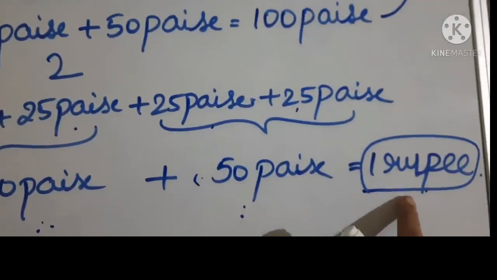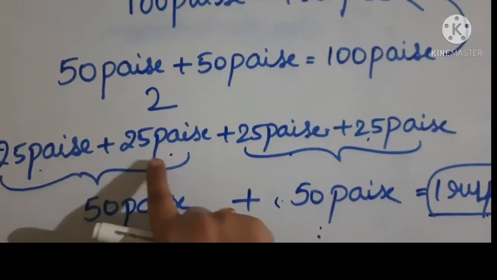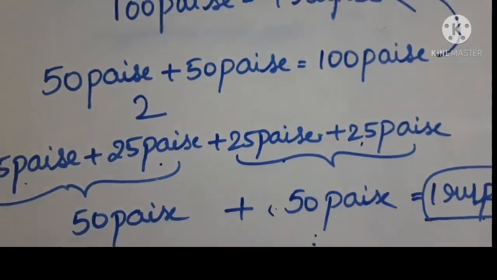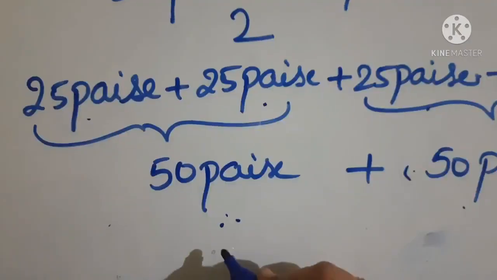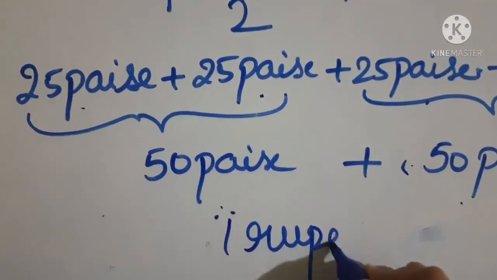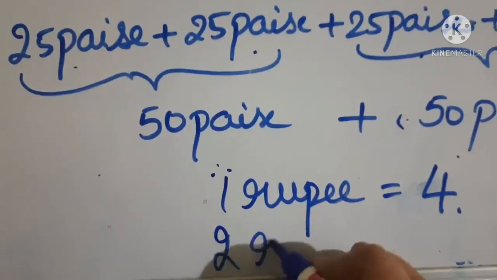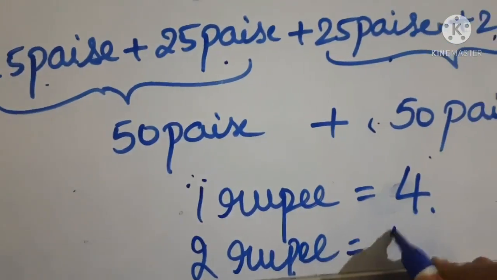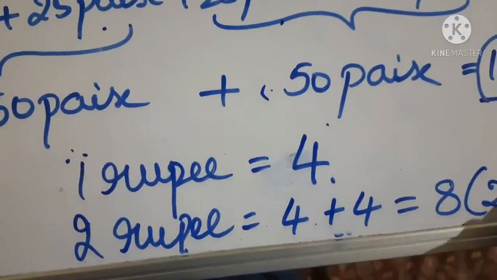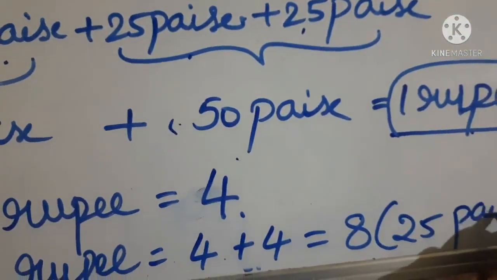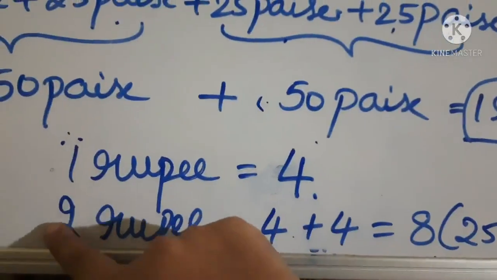So for making 1 rupee, how many 25 paise coins do we need? We need 1, 2, 3, 4. 4 25 paise coins make 1 rupee. So for 1 rupee, we need 4 25 paise. But for 2 rupees, how many are needed? 4 plus 4 is equal to 8 25 paise. So we need 8 25 paise coins to make 2 rupees.